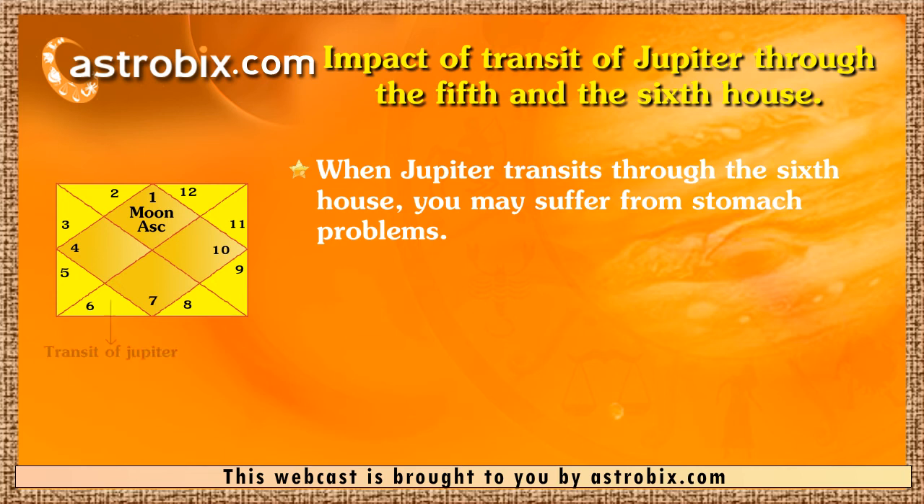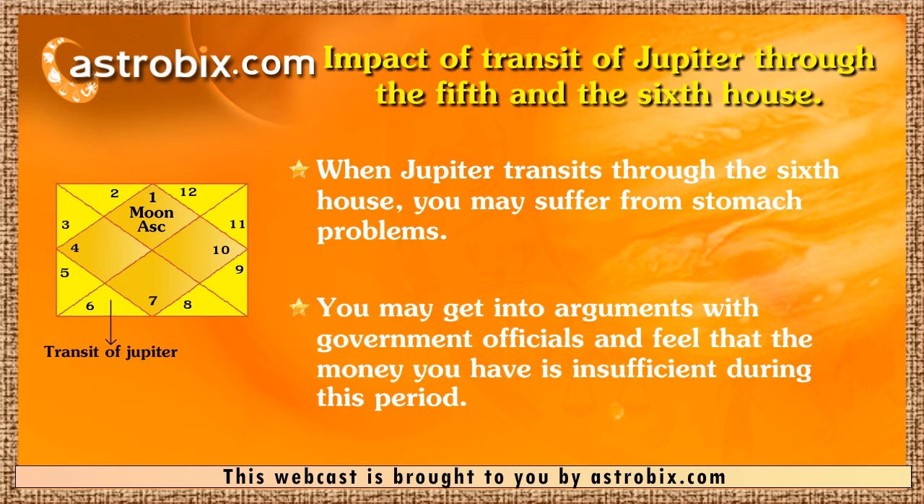Jupiter's transit through the 6th house increases the chances of getting diseases. Stomach problems are very frequent in this period. You should take the advice of a doctor at regular intervals if you are suffering from diabetes or a trouble related to the gallbladder. The 6th house is associated with diseases, enemies and deaths, so you may face some problems due to loss of wealth.